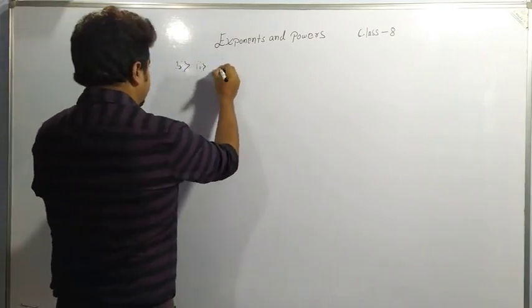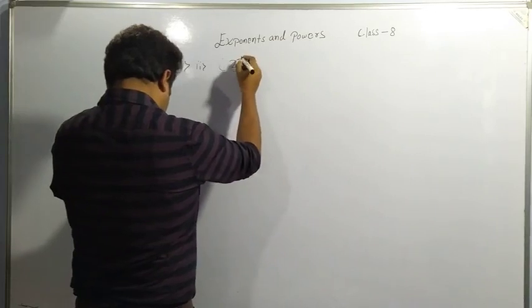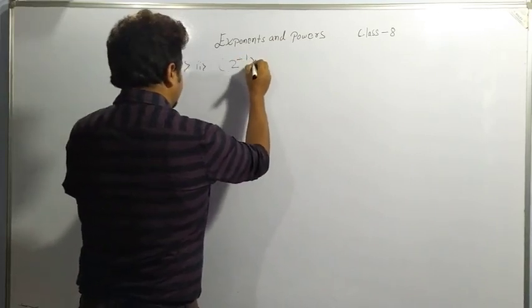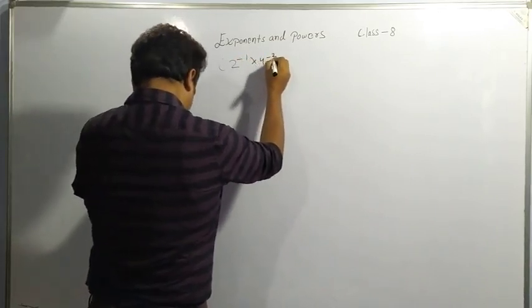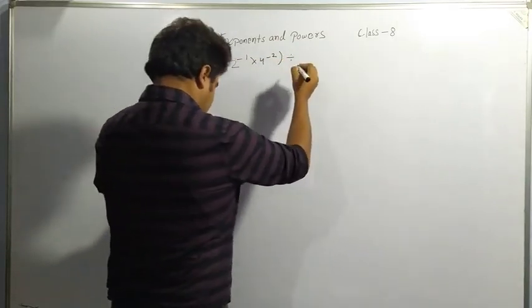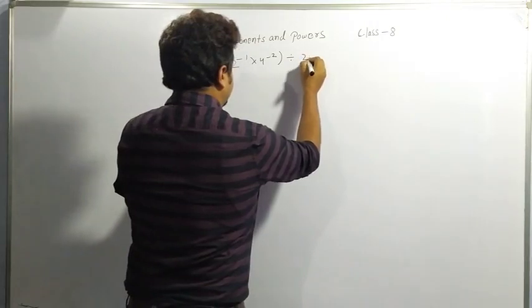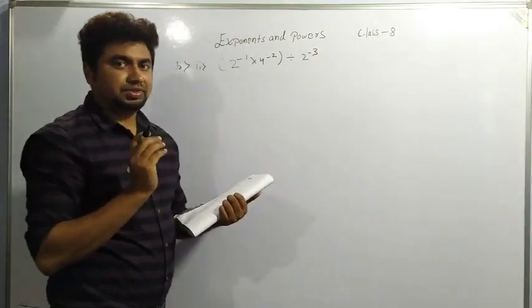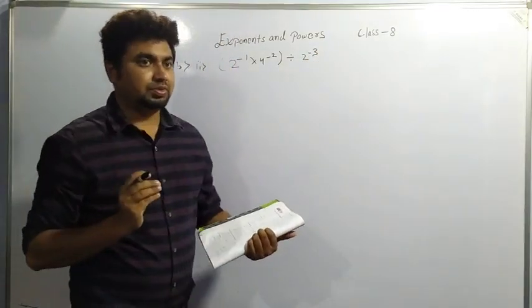2 to power minus 1 into 4 to power minus 2, divided by 2 to power minus 3. So this question is given to us. Now how to approach this question?